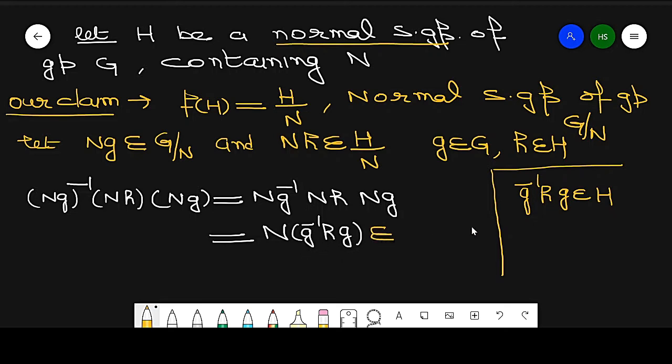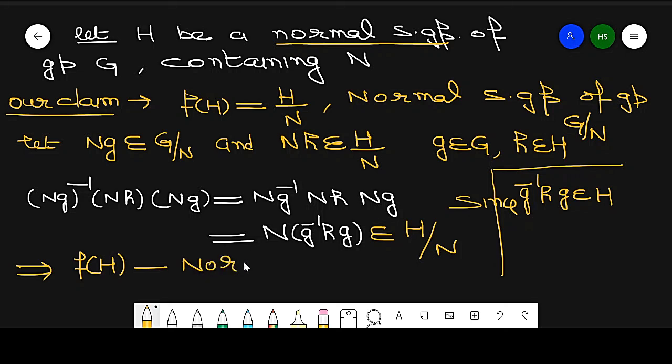If this element belongs to H, then the total element belongs to H by N. So it implies this H by N is a normal subgroup of G by N. So it implies this f of H is a normal subgroup of group G by N. Now this is the first part. So if an element of set U is normal, then its image is normal. Now in the reverse part, if the element of K is normal, then its inverse image is normal.